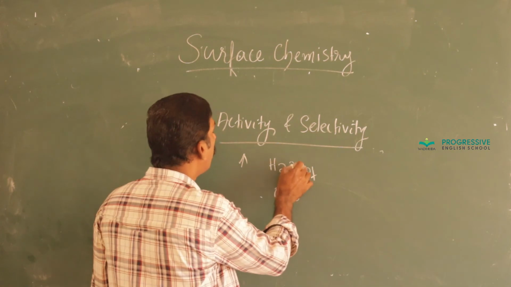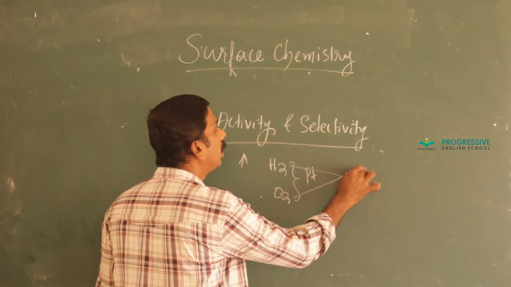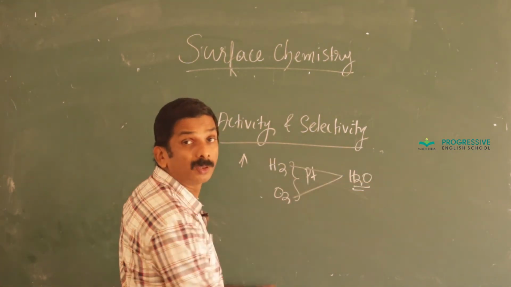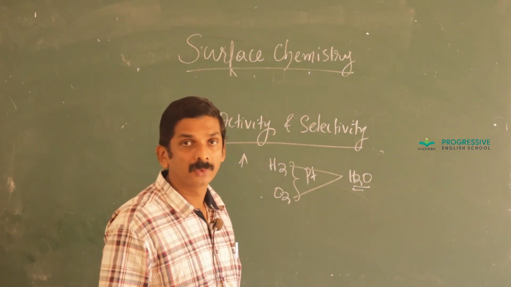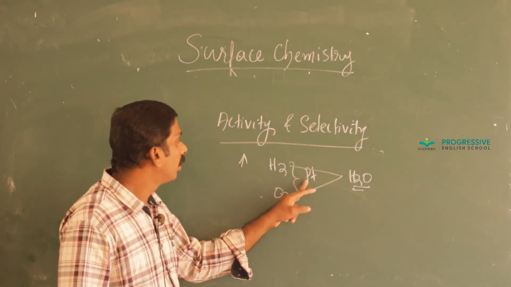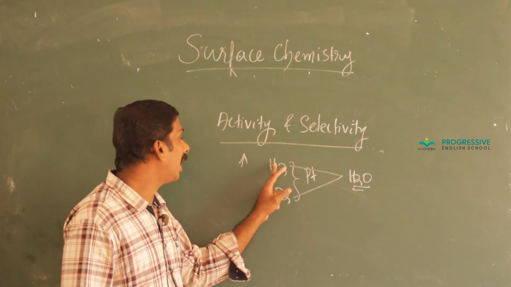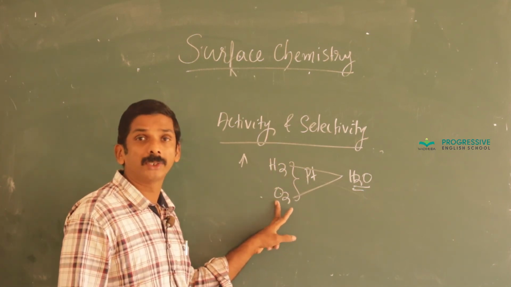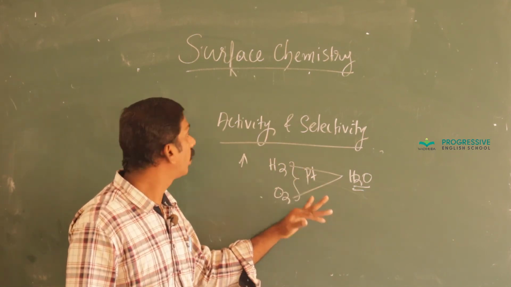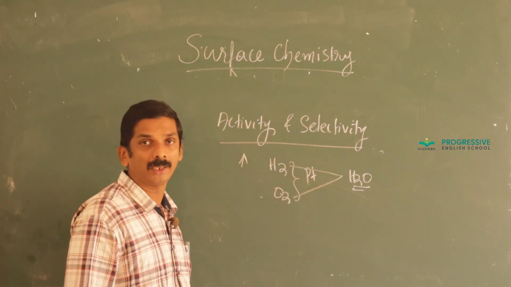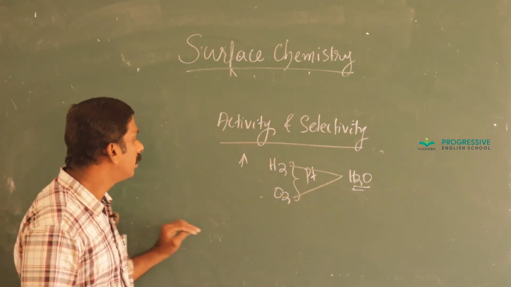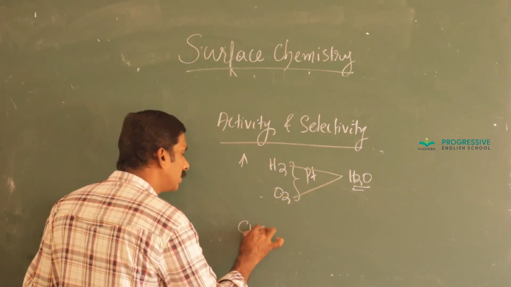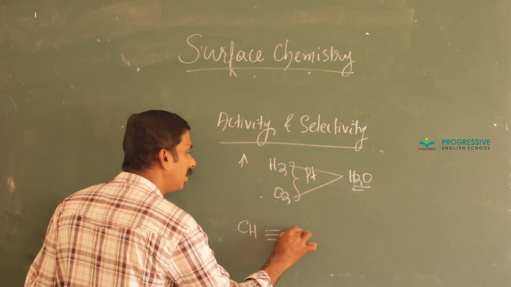They readily form water with explosive violence. That is, platinum enhances the combination of hydrogen and oxygen to form water. That is called the activity of this catalyst. And by this example, you can realize what is meant by selectivity.